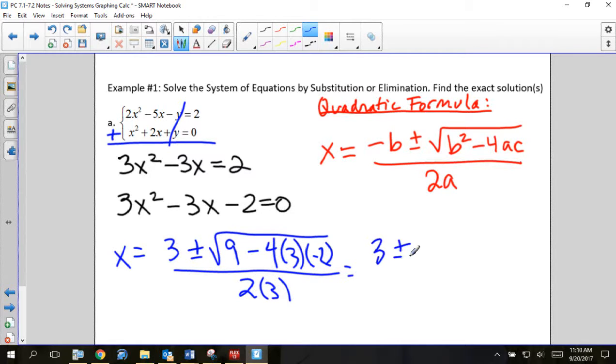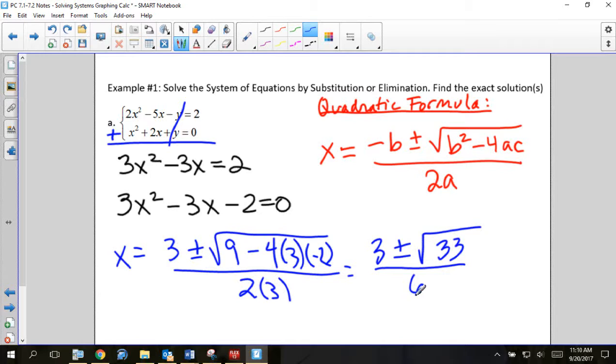So 3 plus or minus square root 33 all over 6. That wasn't so bad, was it? What are we trying to do though? What are we doing here? We're solving for x. Is that what the directions say? Oh, once you find x, then we gotta plug x in and solve for y.